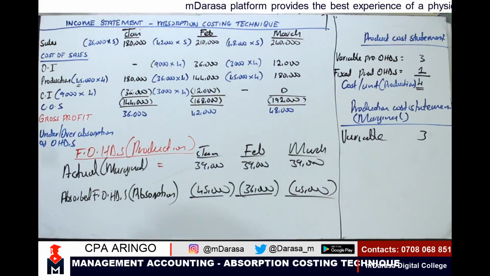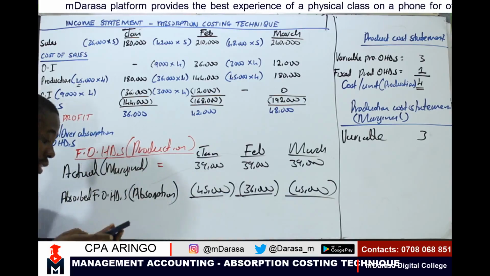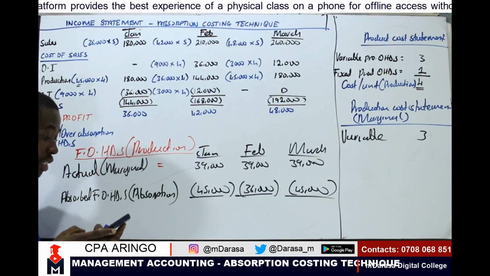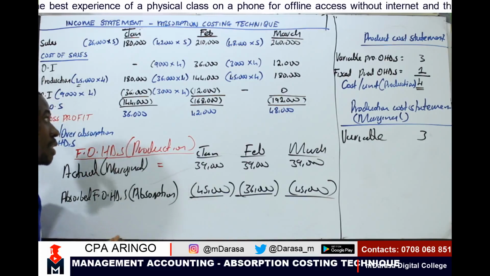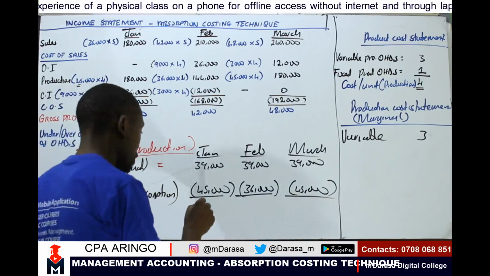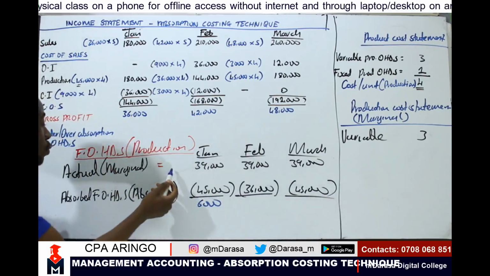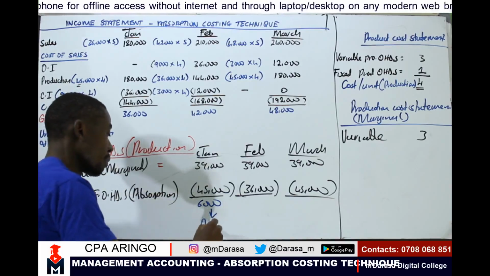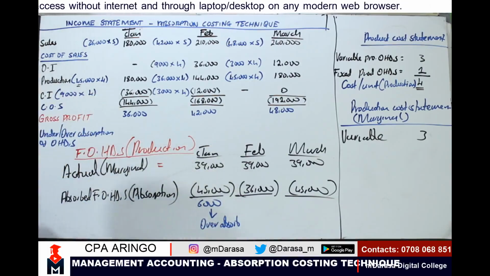Deducting those components, what should we be having? In the first case, actual was 39,000, the one that we had set, minus 45,000, which in this case is 6,000. But remember, what you have absorbed is more than what we had under marginal. So this is over absorption of overheads.